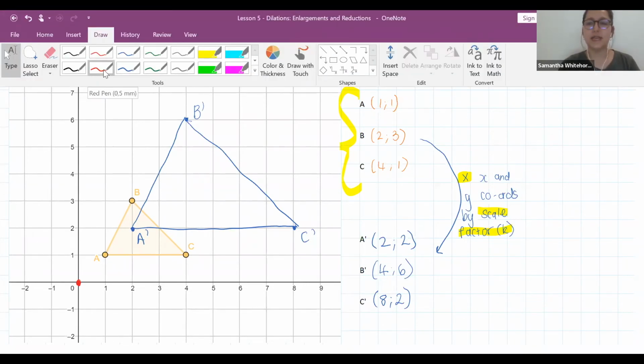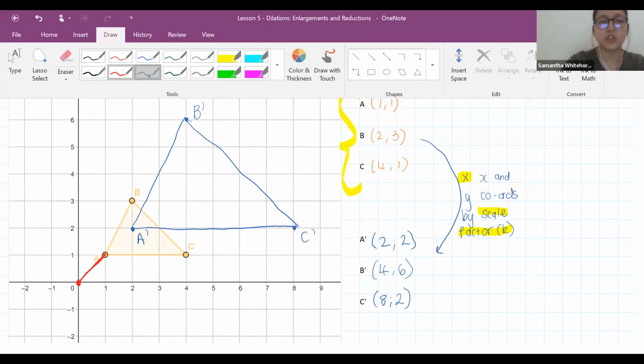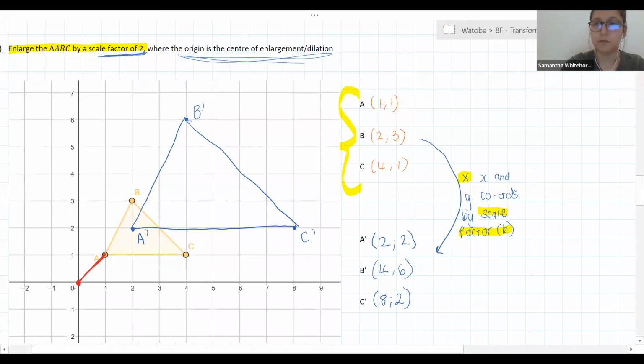So the lines are basically to show me that the distance from my center of dilation or my center of enlargement also needs to increase. So if I go back to my lines, that line from the center of enlargement to the original A is 1 block across. If I now enlarge it, do you agree it should be 2 blocks across to create my new point, if my scale factor is 2? Yes, ma'am. Okay, perfect. So now when I draw a line going 2 blocks across, I hit this new point, A dash.